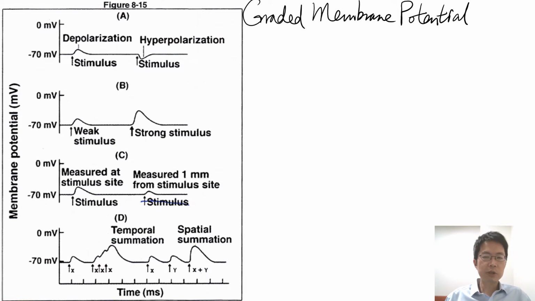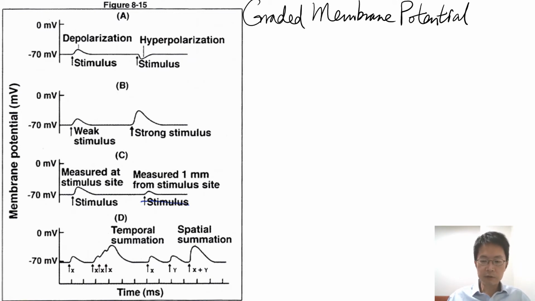The relationship between graded membrane potential and action potential is that graded membrane potential is the building block for the action potential. Resting membrane potential is like the English alphabet. Graded membrane potential is like English words or vocabulary. And then action potential is like sentences. So that's why we go through this one by one in order.